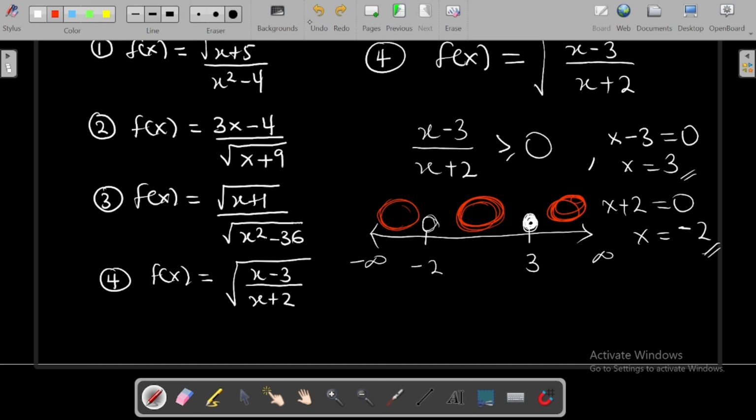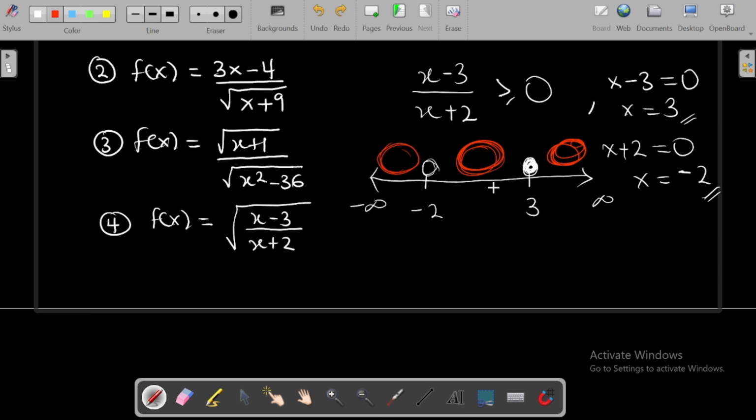Okay, so now we are coming to test the 3 regions and see which one is going to give us winning, which one is going to satisfy the equation. So we're going to check for values, and then we're going to put the values into this equation and check if those values are going to be greater than or equal to 0.